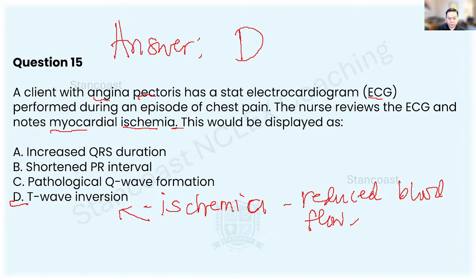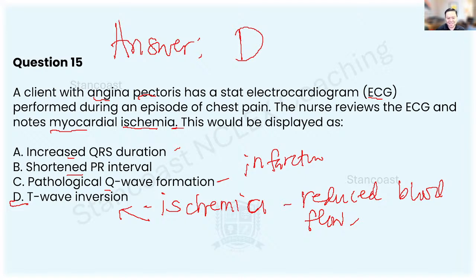to the heart muscle. Okay, if you had answered letter C, pathological Q wave formation, this is much more of extensive injury. So the patient now has what? An MI, right? There is infarction. So we are going to eliminate that. What about letter B, shortened PR interval? What does that mean? This is junctional rhythm, okay?